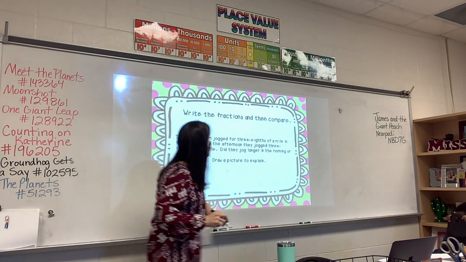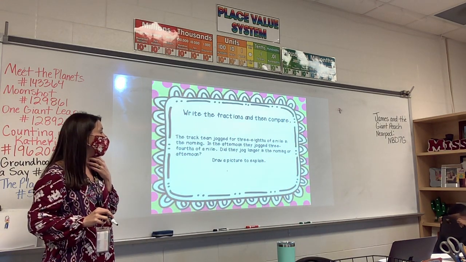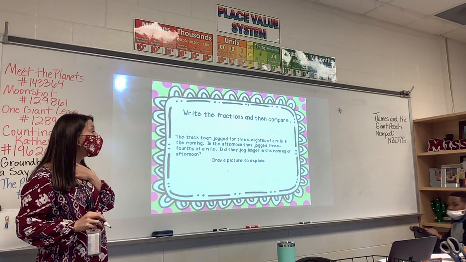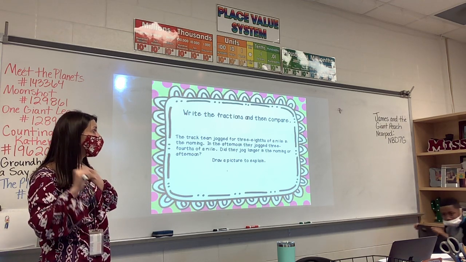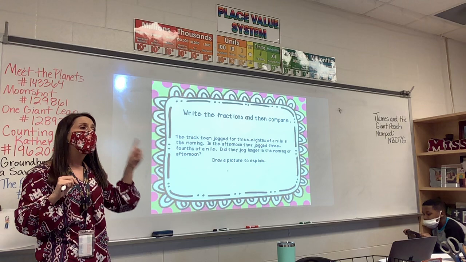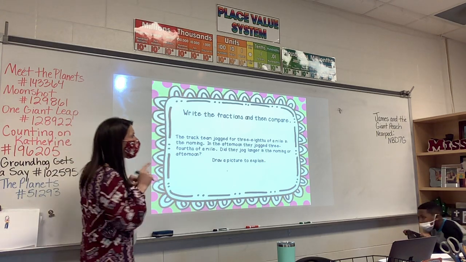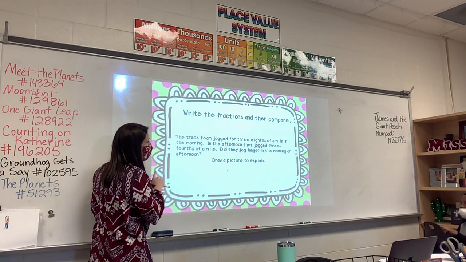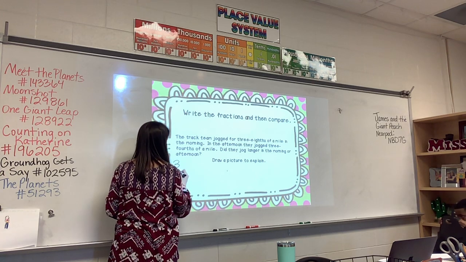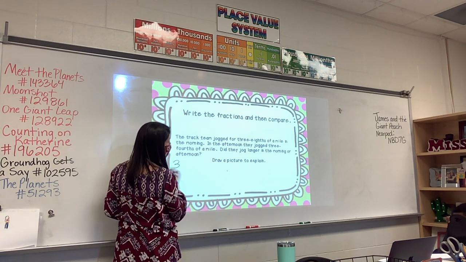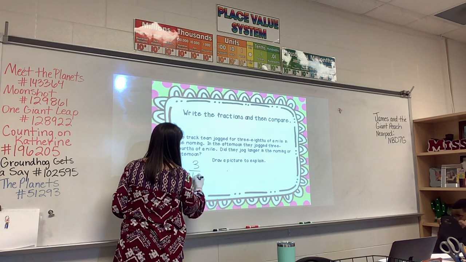Okay, the track team jogged for 3/8 of a mile in the morning. In the afternoon, they jogged 3/4 of a mile. Did they jog longer in the morning or in the afternoon? For the morning time it said 3/8. For the afternoon it said 3/4.